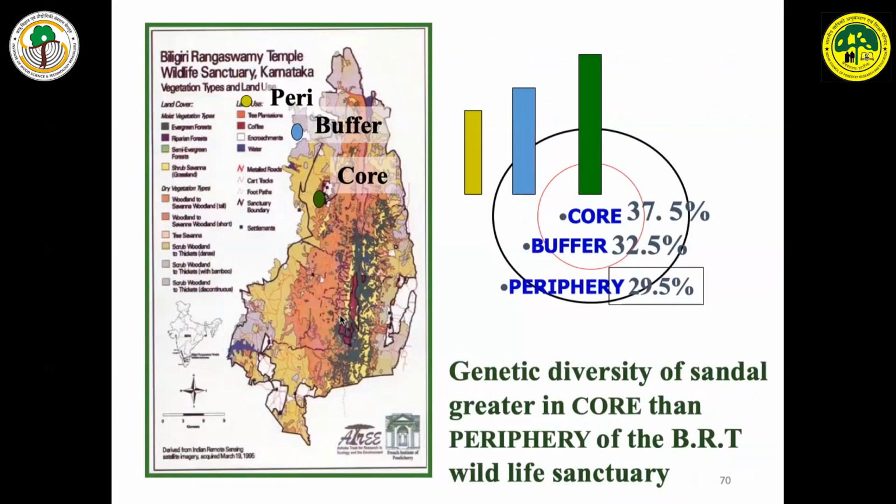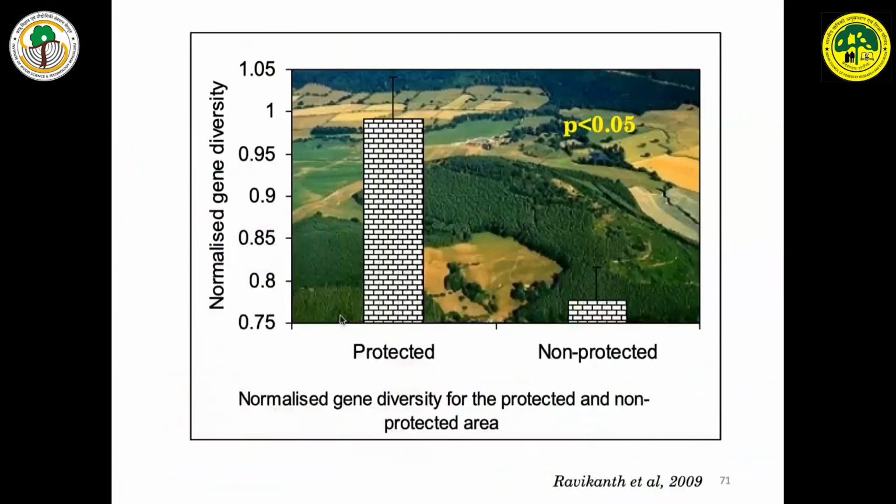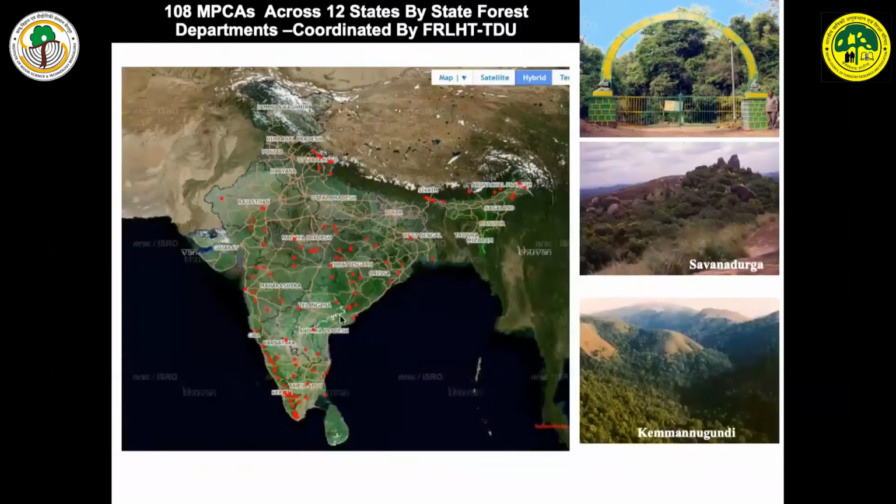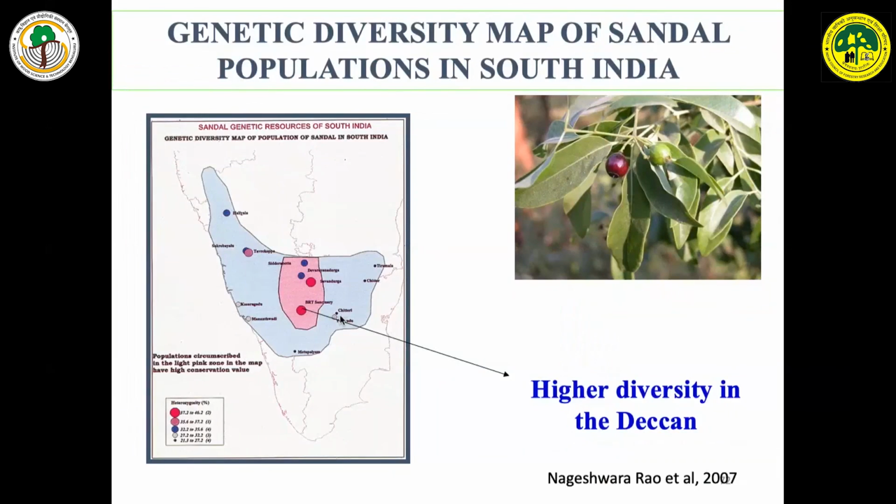And again, you can see here there is a different level of diversity in the core and buffer. The periphery is very low compared to the core. So normalized gene diversity is very high in protected areas compared to non-protected areas. We also identified high genetic diversity in the Deccan regions of South India, and these are some of the identified populations.